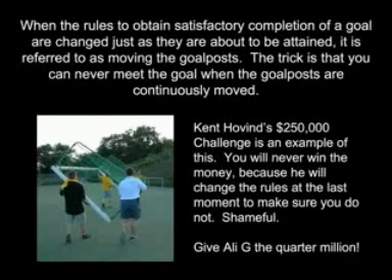Moving the goalposts. When the rules to obtain satisfactory completion of a goal are changed just as they are about to be attained, it is referred to as moving the goalposts. The trick is you can never meet the goal when the goalposts are continuously moved. Kent Hovind's $250,000 challenge is an example of this. You will never win the money because he will change the rules at the last moment to make sure you do not. It's shameful. Give LEG the $250,000.